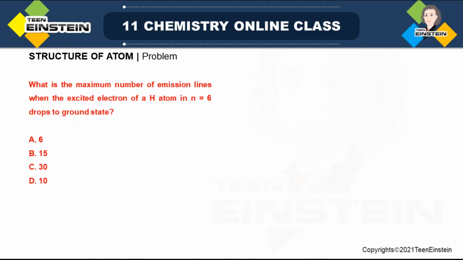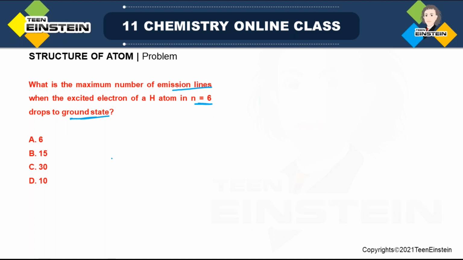What is the maximum number of emission lines when the excited electron of a hydrogen atom in n equal to 6 drops to ground state? How many emission lines are possible from energy level 6 to ground state. Now, when it is moving from energy level 6 to ground state, it can move directly, or it can first move to some other energy level and then ground state. That means there will be different possibilities. So that is, it is asking maximum number of emission.